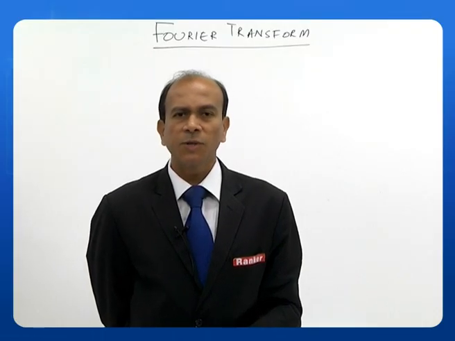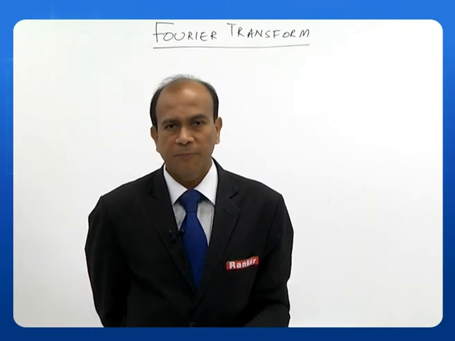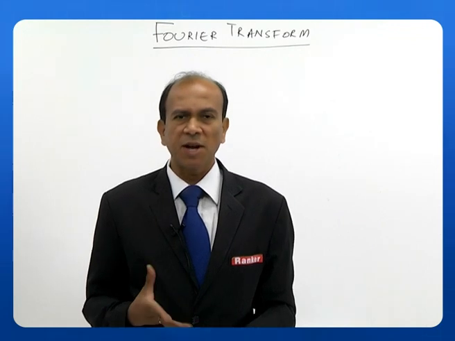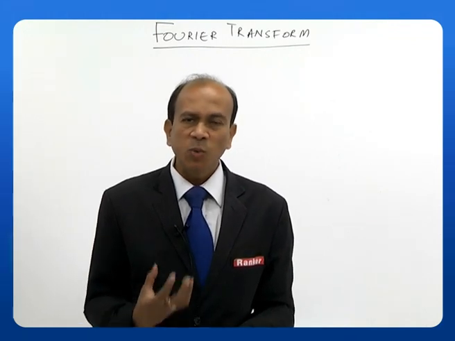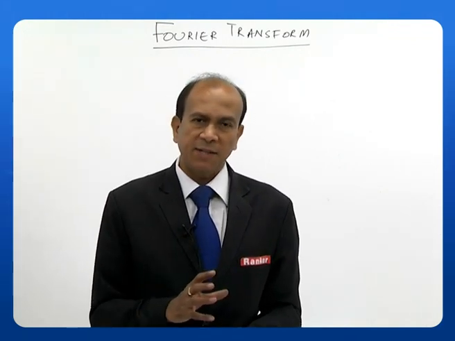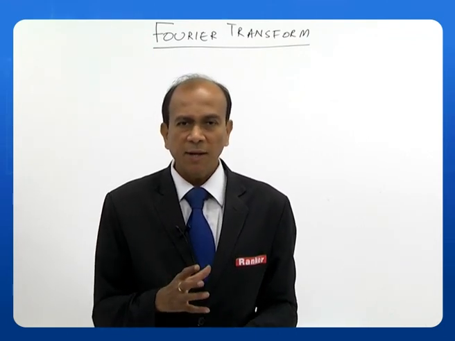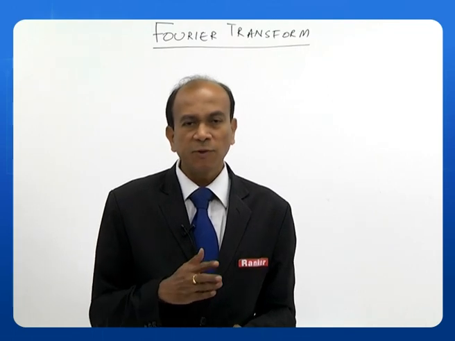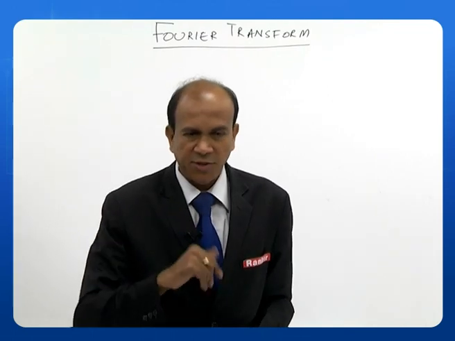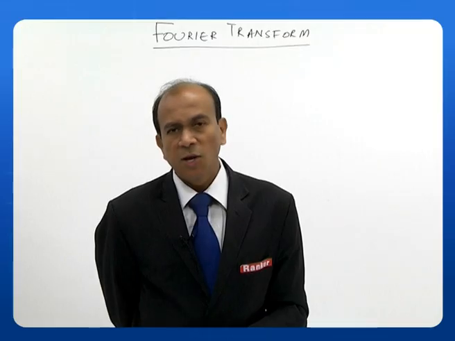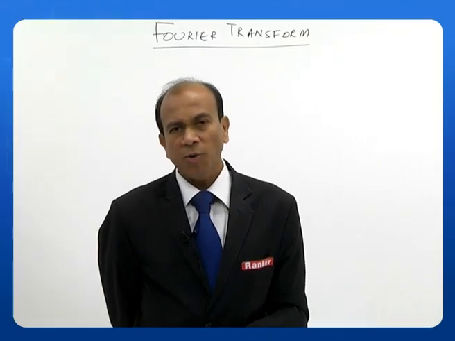Now, let us look at what is called the cross correlation function. As is obvious, the autocorrelation function is where we try to find the similarity between the same signal and its delayed version. Cross correlation actually talks about the similarity that exists between two different signals. So, let us see the definition. The cross correlation function measures the similarity between the signal and the time delayed version of a second signal. So, when I talk about a cross correlation, I am talking about two signals.